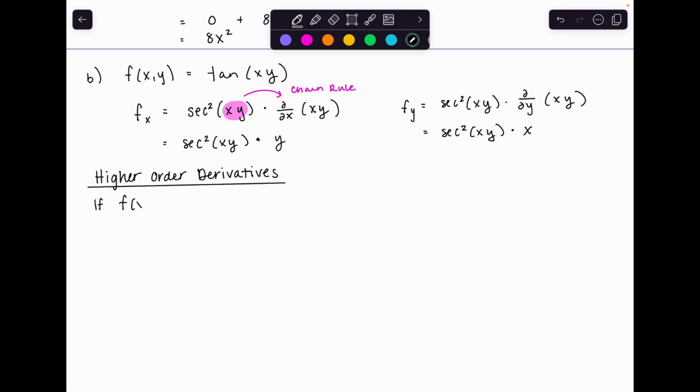So if f of xy is a function of two variables, then the partial with respect to x and the partial with respect to y are also functions of two variables.